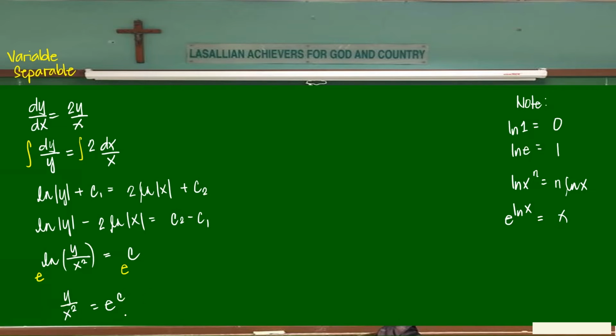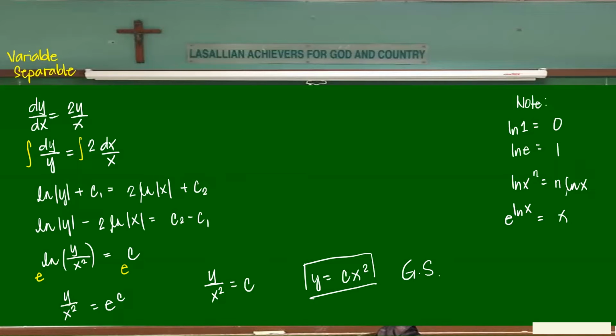However, isn't it that e to the c is another constant? Simply a constant lang siya. Therefore, rearranging it, this is what you call now the general solution to your differential equation.